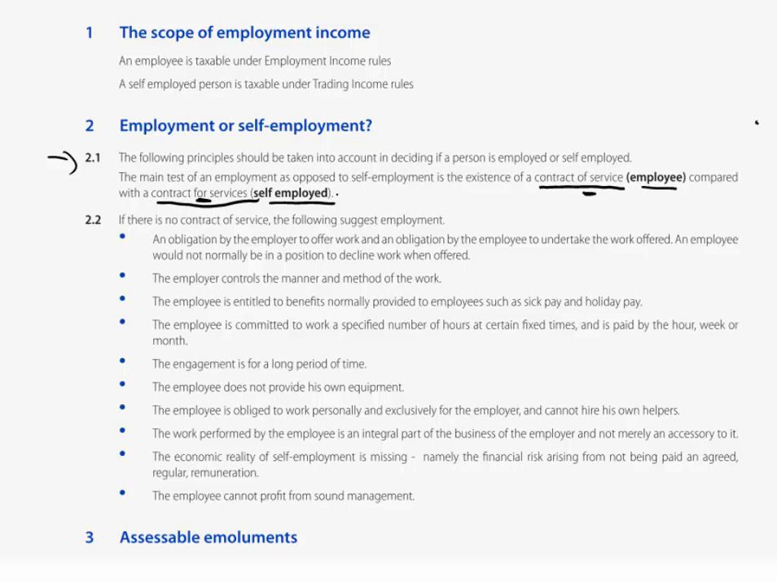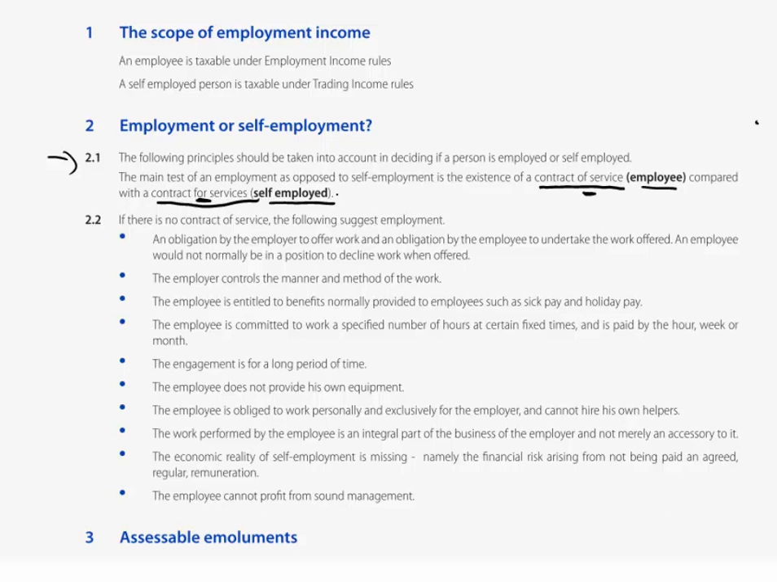That is why HMRC will look very carefully at this particular area and apply the following tests. If there is no contract of service, these particular issues would again give the perception that the individual is in fact in employment rather than self-employment.